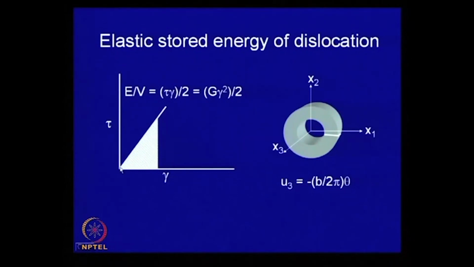And we know that to move this dislocation, you have to apply a shear stress, and this shear stress and shear strain relationship is linear, and the energy per unit volume is given by the area under the curve. So, in one way you can say that if you multiply the modulus by shear strain square over 2, that is the elastic stored energy per unit volume. Now, let us try and visualize the process of generation of this dislocation.